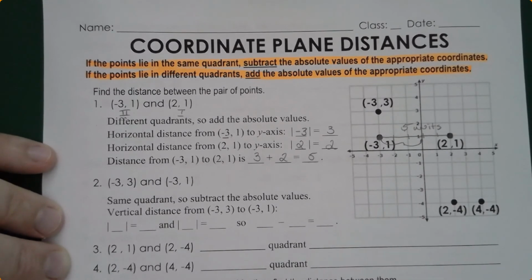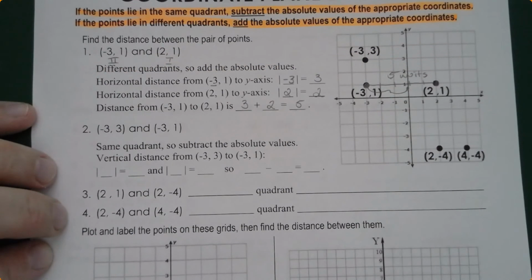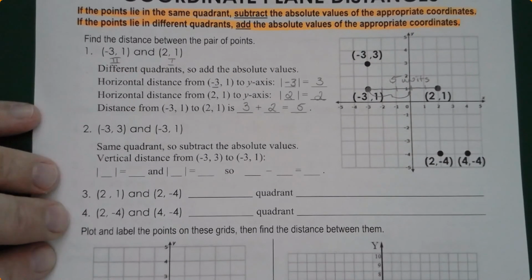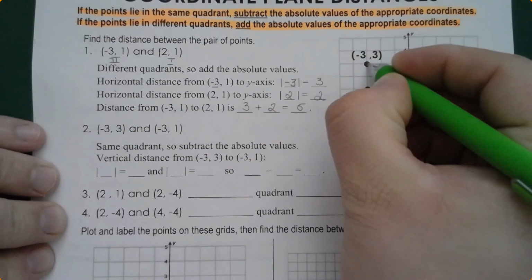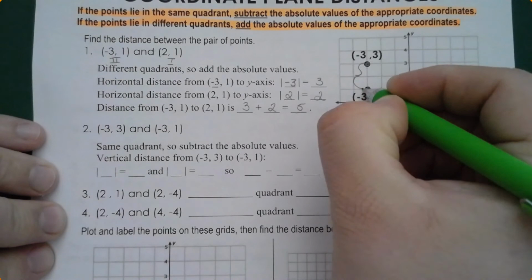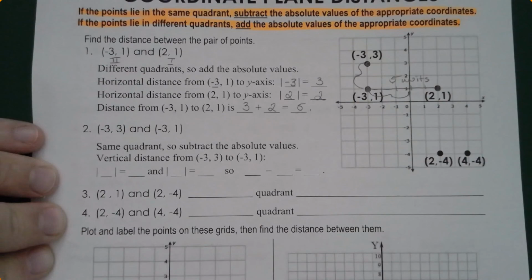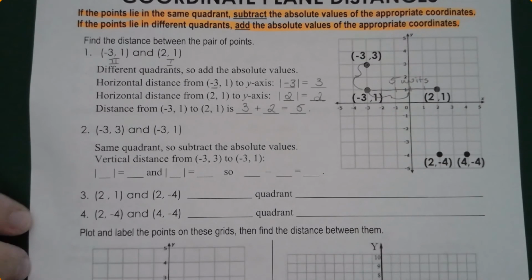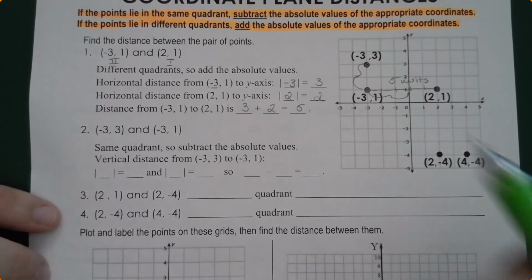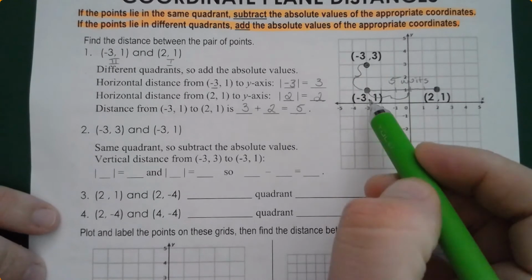I'm going to slide up a little bit here. So negative 3, 3 and negative 3, 1. We're looking at this point here, and we're looking at the distance to this point here. So the question is, are they in the same quadrant? Yes, they are. So if they're in the same quadrant, that means we're going to be subtracting the absolute values. Now we got to figure out what numbers are different between our two ordered pairs so we know what numbers to work with. So we go back and take a look. Negative 3, negative 3, okay? Those are identical.